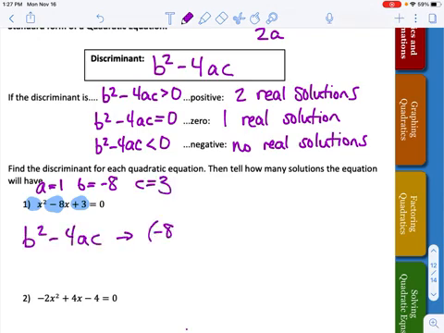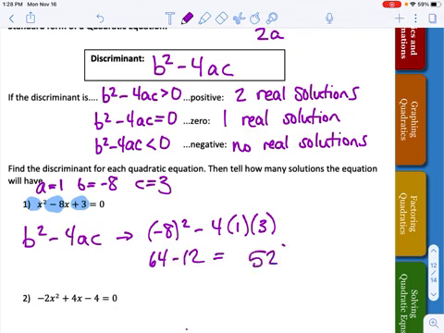So I need to take negative 8 squared minus 4 times 1 times 3. I end up getting 64 minus 12. Now 64 minus 12 is 52. That is my discriminant number. And then because it is a positive discriminant, we know we have two real solutions.